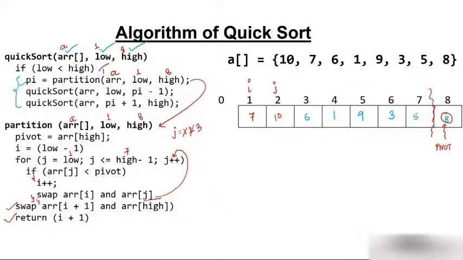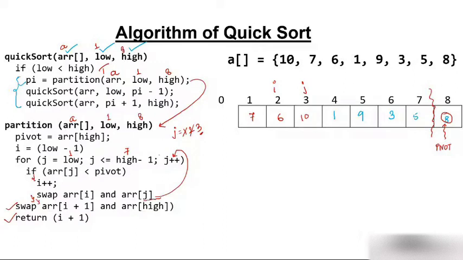Fine. Is 3 less than 7? Yes, 3 is less than 7. I'll check, is A3 less than pivot? A3 is what? 6. Yes, 6 is less than pivot. Let me increment j first. j has become 3. Is AJ, is A3 less than pivot? Yes, A3 is less than pivot. What I'll do, I'll increment i, and what I'll do next is swap AI and AJ. So I'll swap. The 6 will come over here and 10 will come over here.